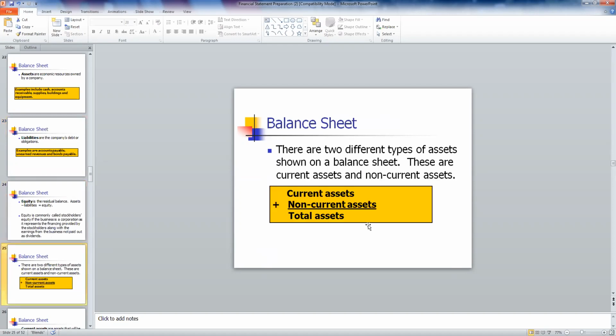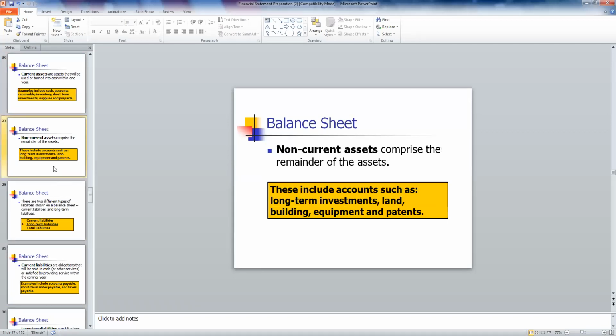So in the balance sheet, there are two different types of assets shown: current assets and non-current assets. Current assets are those assets that I expect to convert to cash within a year. Non-current assets are things that I expect to own and maintain for longer than a year, like buildings, equipment, and other things that I expect to stay with the business over a long period of time. We'll see that non-current assets require certain specialized accounting treatment, and we'll get to that later.